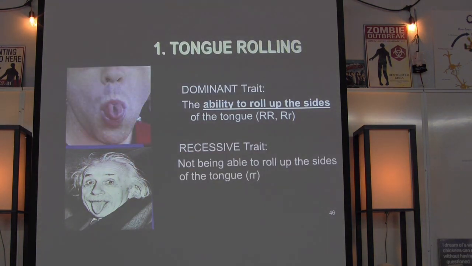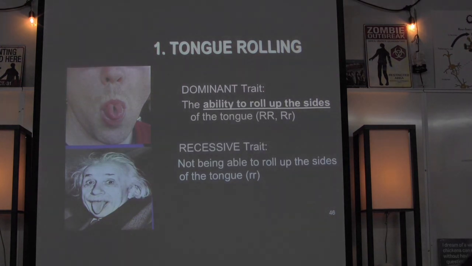So if you can roll your tongue, you're going to say yes. If you can't roll your tongue, you're going to say no. If you can roll your tongue, you're going to put the dominant trait, and then you're going to put the genes, 2 big R's, big R, little r. That way you know it's dominant.